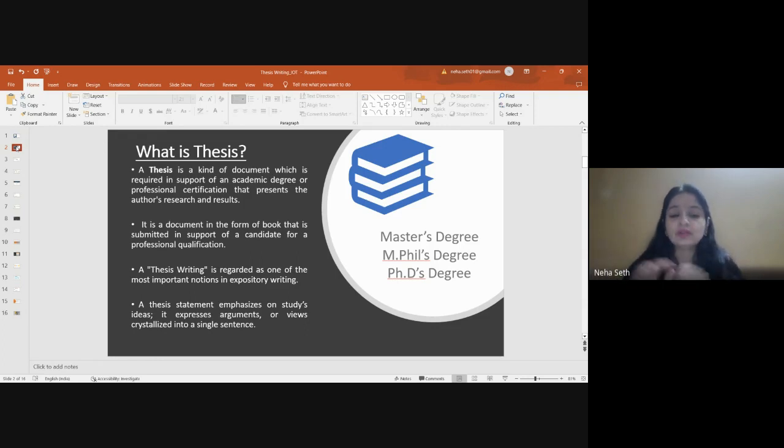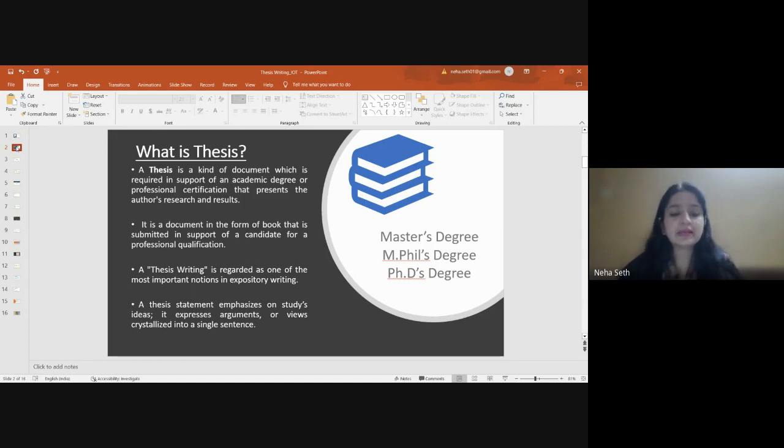So when we talk about thesis, thesis writing is regarded as one of the most important notions in expository writing. Wherein we have to give detail about what we have done, why we have done so, what are the results, what are its implications, what are the conclusions, how these results can be used for further scope, further researches. So when we are giving the details about all these things, we can present it in the form of a thesis. Now the thesis revolves around one single statement that we call a thesis statement.